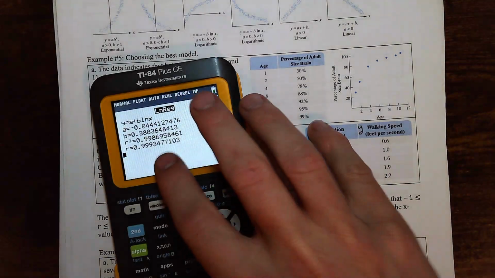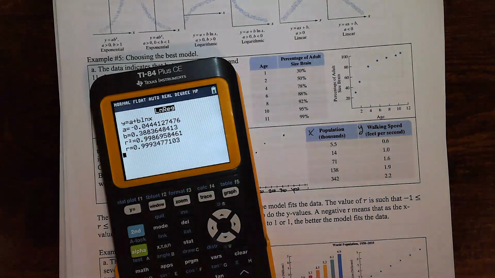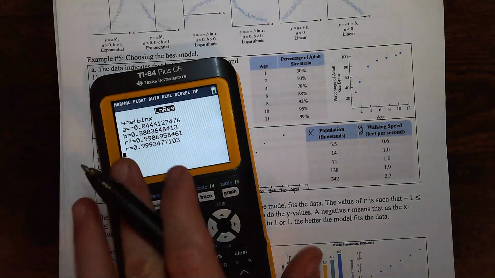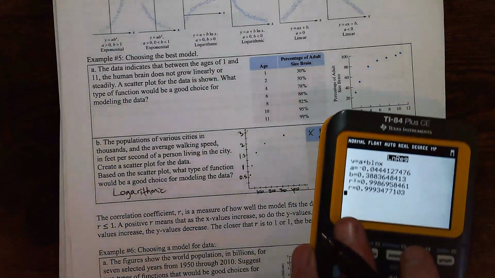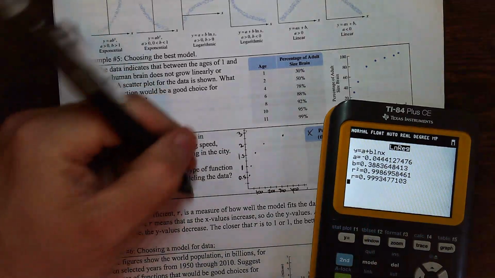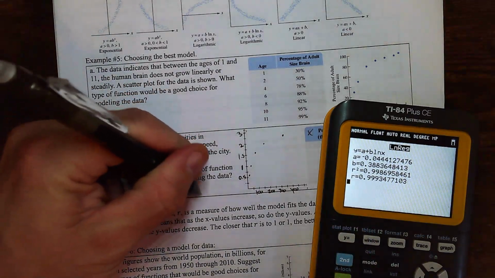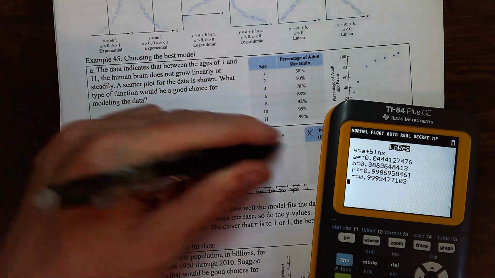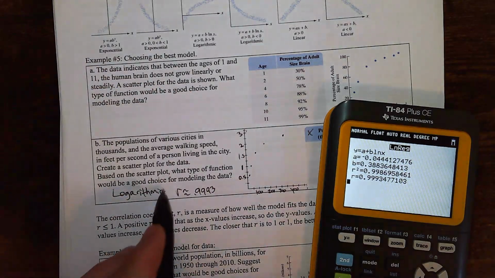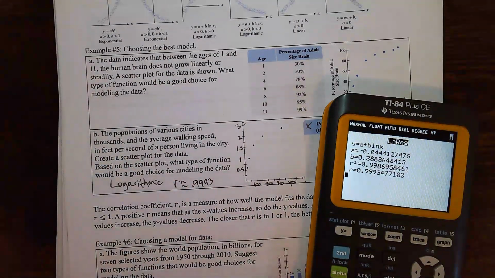You see it's 0.993. The closer it is to 1 or negative 1, the stronger it is. So the R value is 0.99. That's really strong. So it is logarithmic. You could tell by just looking, but that proves it to you using the calculator.